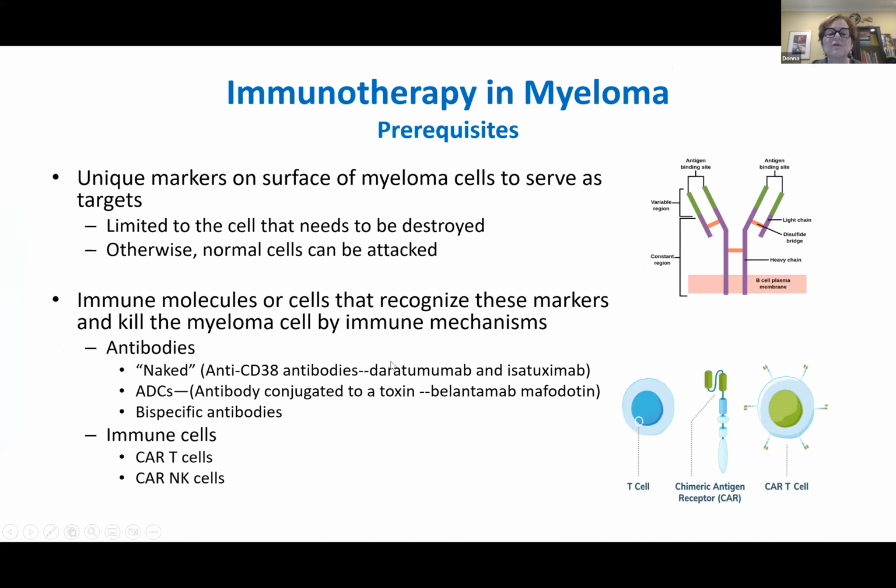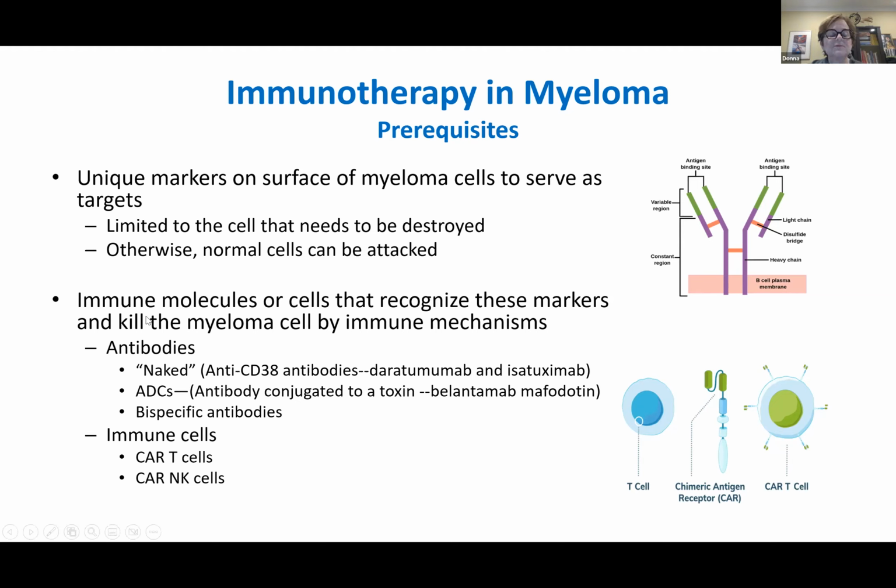And we have several platforms, if you will, of immunotherapy, and they all share certain features that I will talk about briefly. One is you need to identify something on the surface of a myeloma or other cancer cell to be a target for different immune activities. And you want that target limited to the cell that needs to be destroyed, or otherwise you'll have collateral damage. The normal cells can be attacked by the immune mechanism.